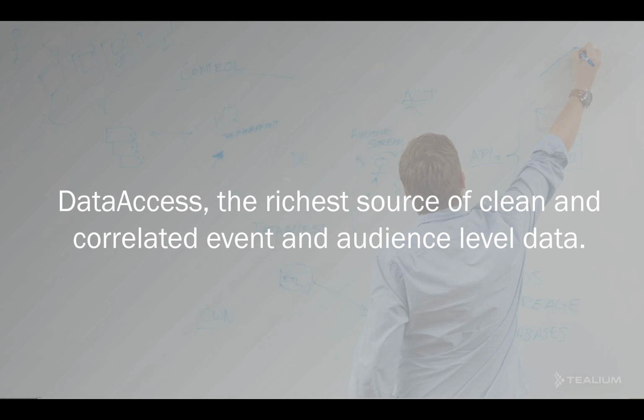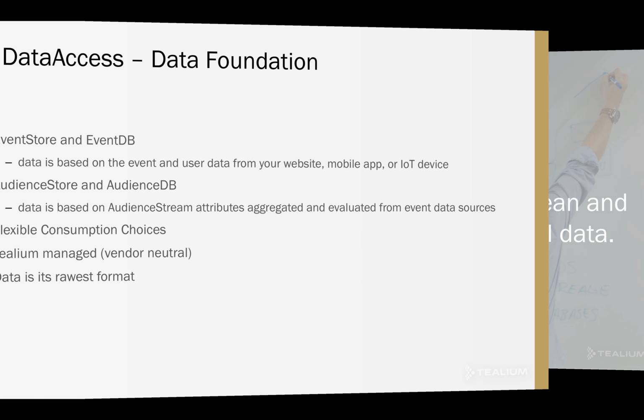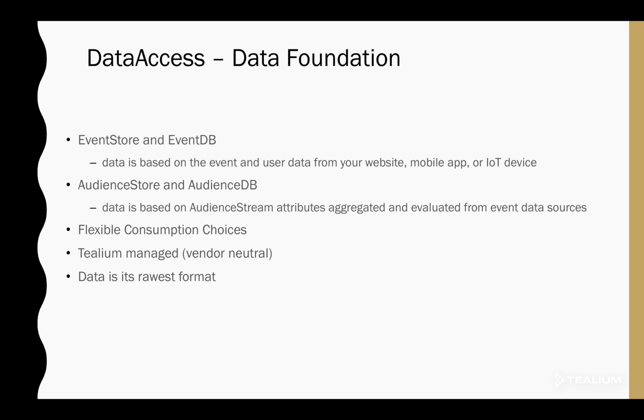So this is the first of a series of videos specific to data access. So what is data access? It's the richest source of clean and correlated event and audience level data. So what does that mean? We're going to take that event data from your website and other devices and the audience data from AudienceStream and provide that in a way that's easily digestible for your business and a way that you can report on it as necessary. Getting into the offerings of data access, we have EventStore, EventDB, AudienceStore, and AudienceDB.